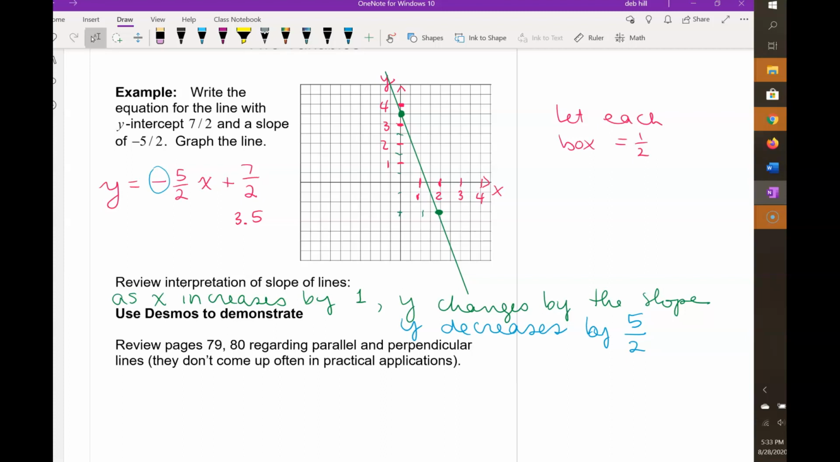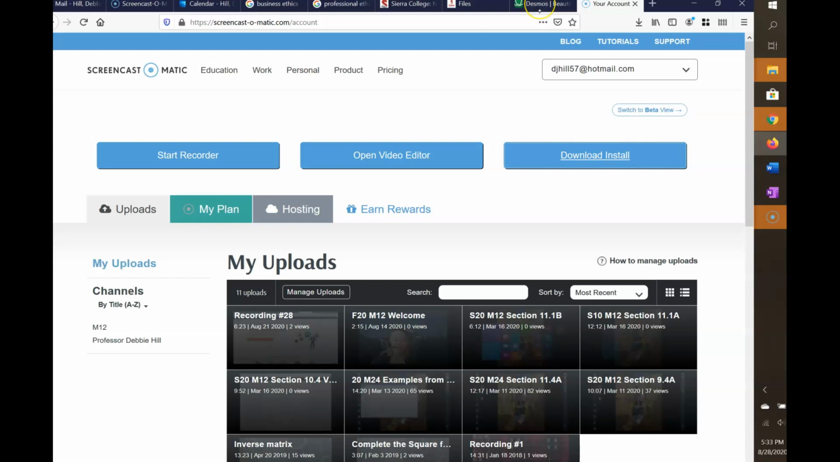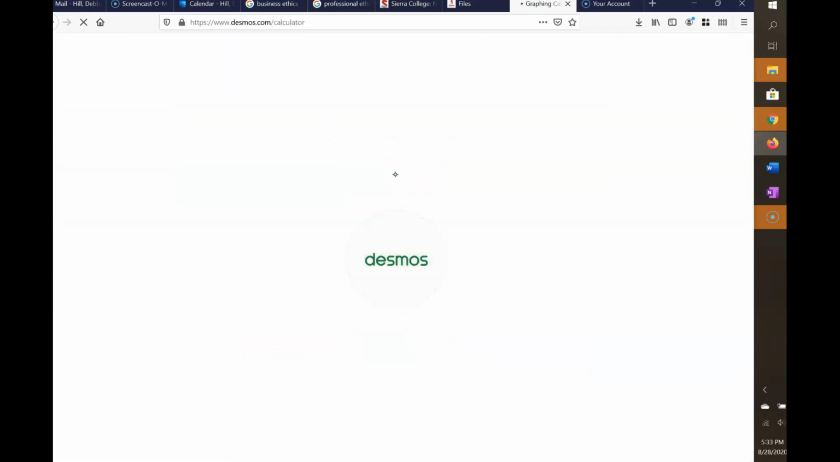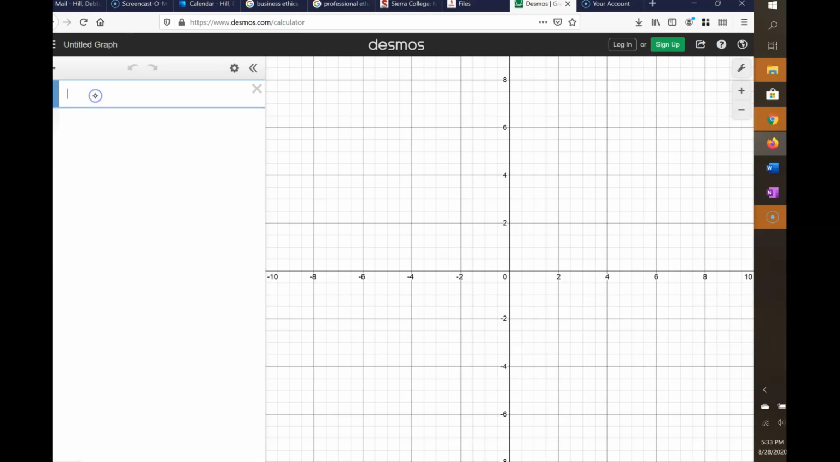So I want to show you a very cool tool called Desmos. That's a graphing tool that you're welcome to use. You should use it to check your work, not to do your work, because it won't be helpful to you when you have to do work where you don't have Desmos available. So what I want to show you is that Desmos can help you check your work. If you want to say, what does it look like if I do y equals -5/2 x plus 7/2.